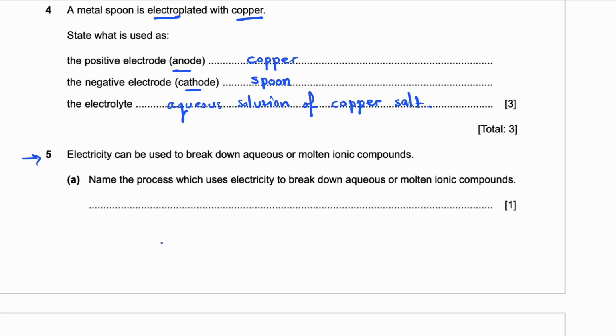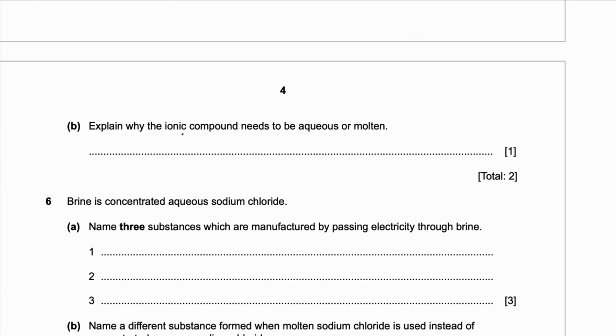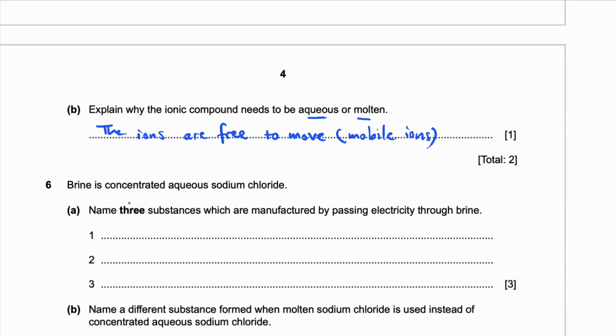Next, electricity can be used to break down aqueous or molten ionic compounds. Name the process which uses electricity to break down aqueous or molten ionic compounds. So that's electrolysis. And next, explain why an ionic compound needs to be aqueous or molten. Simply, we need the ions that are free to move. We call them mobile ions. So that's the reason why we can't use solid ionic compounds in electrolysis.